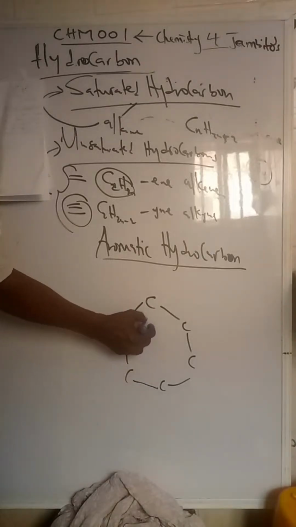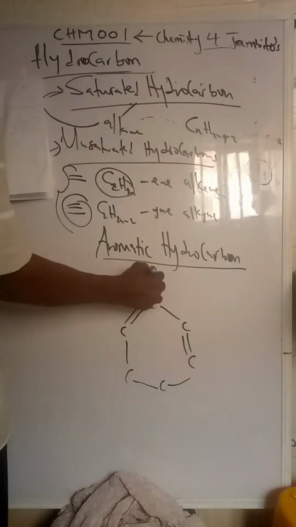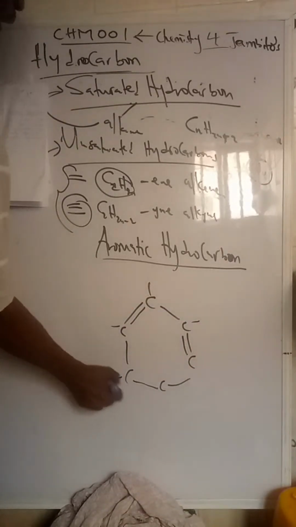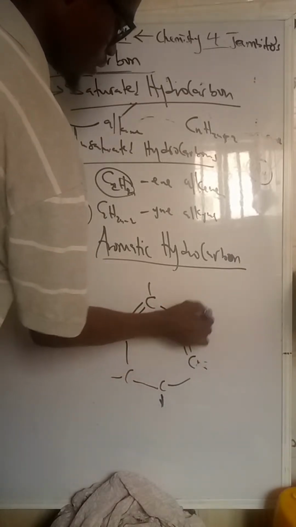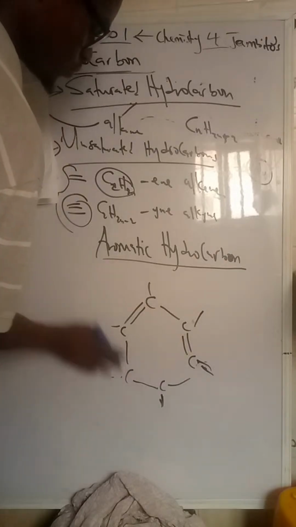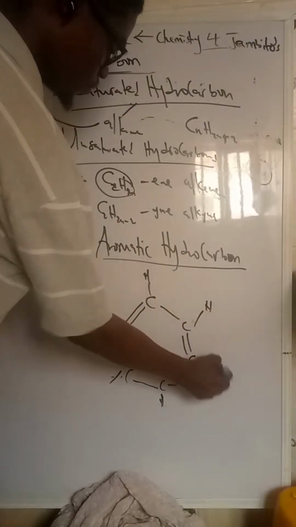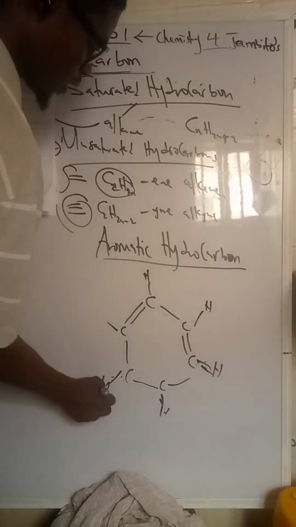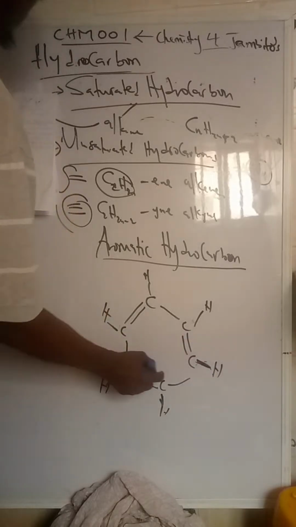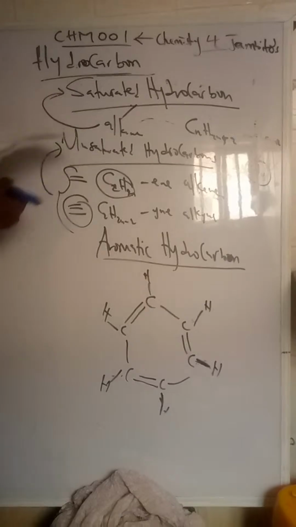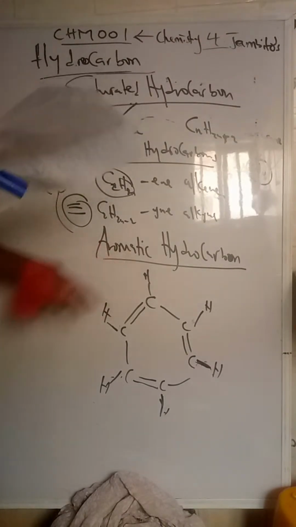Then in this place we have a double bond, and in this place we have a double bond. So you can now have just this, the hydrogen around it. Now this comes this way. This comes this way. This one comes this way. It's running this way. So we have hydrogen here, hydrogen here, hydrogen, hydrogen, hydrogen, hydrogen. So this is a typical example of an aromatic hydrocarbon. This is the structure of benzene.